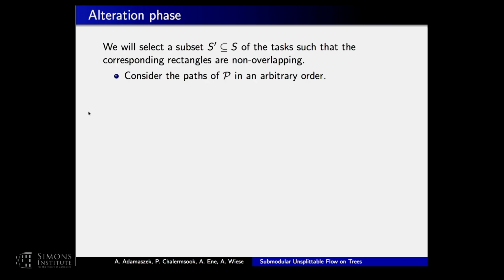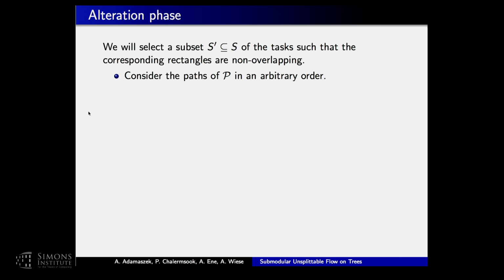And that gives us a solution which might be infeasible because, of course, maybe we chose some rectangles which overlap. So now we have the second phase, which is alteration. And here from the subset of selected tasks, we will choose some tasks which will be accepted. And when we accept tasks, we will ensure that there will be no overlapping between the corresponding rectangles.